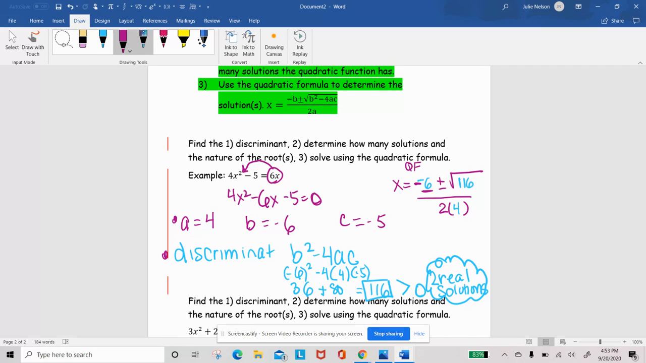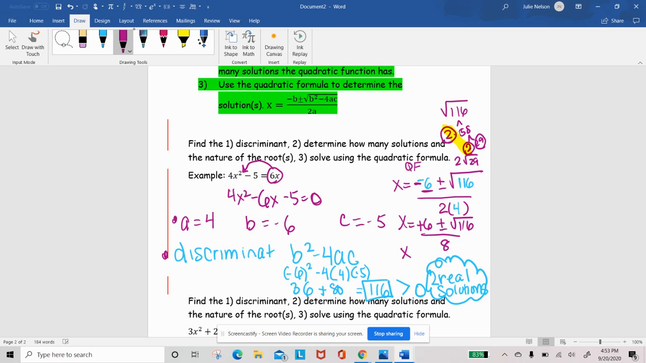So negative and negative make a positive. So x equals 6 plus or minus the square root of 116 all over 8. Now the square root of 116, can that break down? Well, the square root of 116 is 2 times 58. 58 is 2 times 29. So what do I have a pair of that can come out of the square root? I can factor out a 2 and I'm left with a 29.